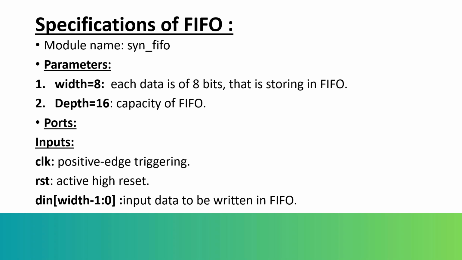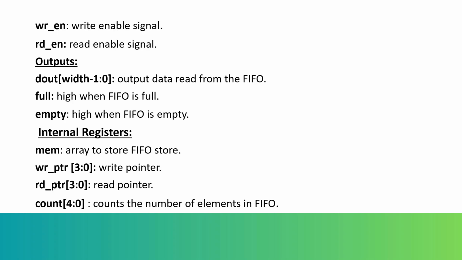And the ports I used here are inputs: clock, reset, D in, write enable, read enable. Outputs are D out, full and empty. Full and empty are actually flags. When FIFO is full, the full flag should be high, otherwise it's low. When FIFO is empty, the empty flag should be high, otherwise it is low. And registers are mem, write pointer, read pointer, and count. Count is what I use to count the number of elements present in the synchronous FIFO at a time.